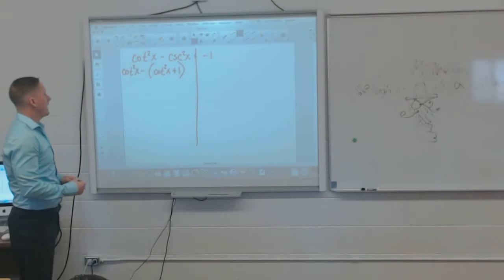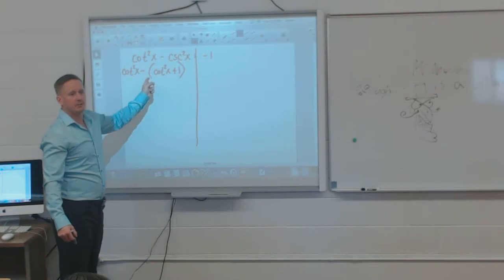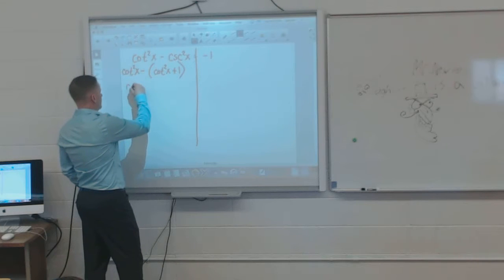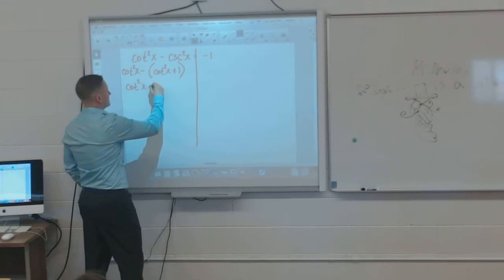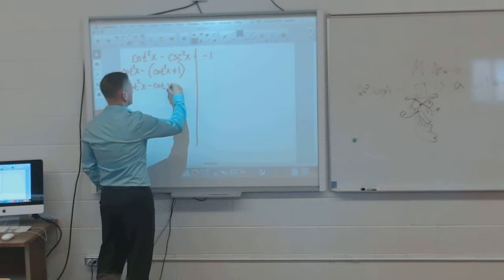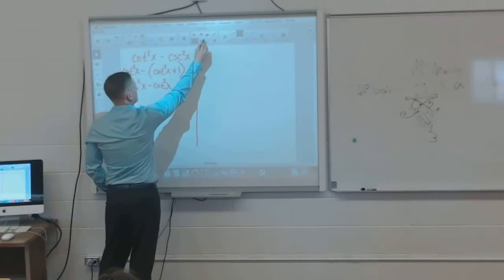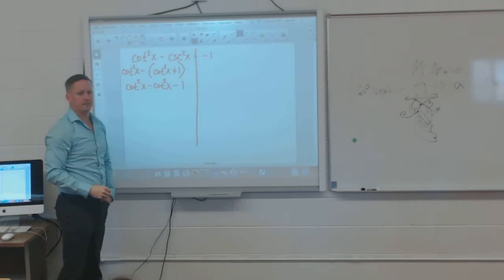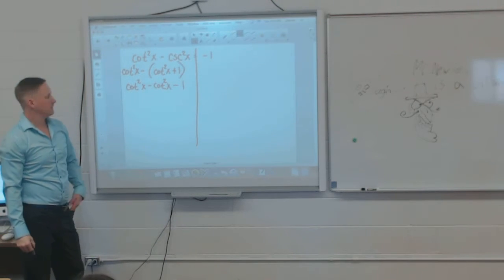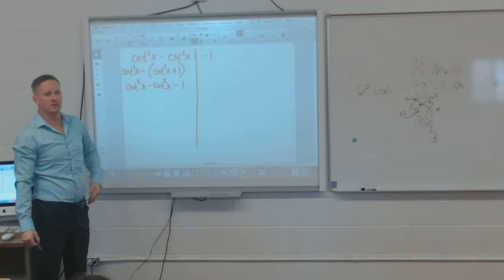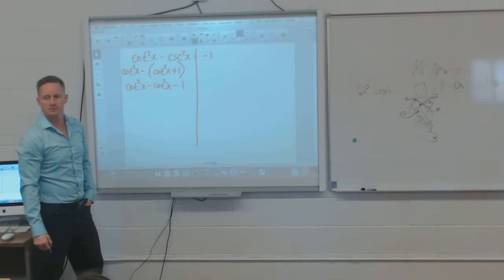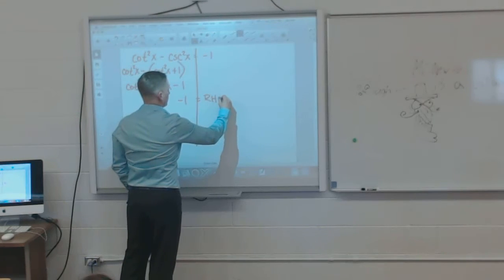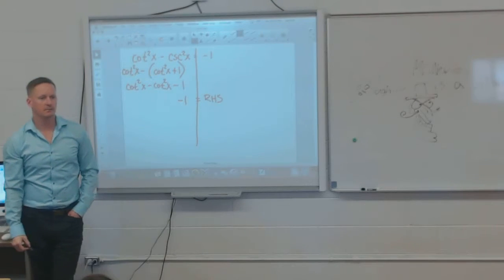Switch them as one. Okay, now what am I going to do? Transfer the negative through the brackets, right? So what is that going to give me? Cotan squared x minus cotan squared x minus 1. Right? What's cotan squared x subtract cotan squared x? 0. What am I left with? Minus 1 equals the right hand side.